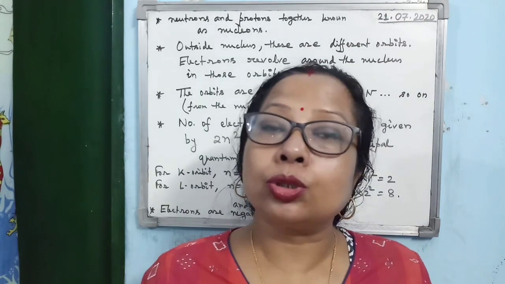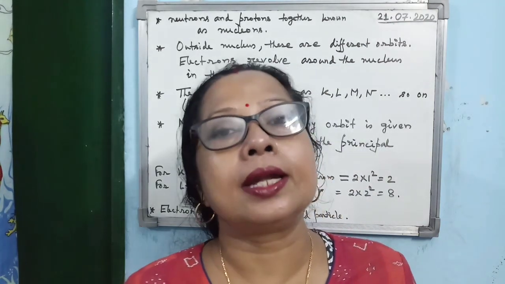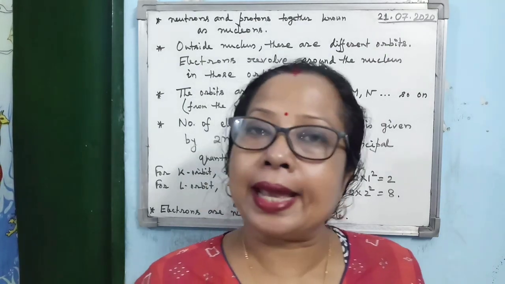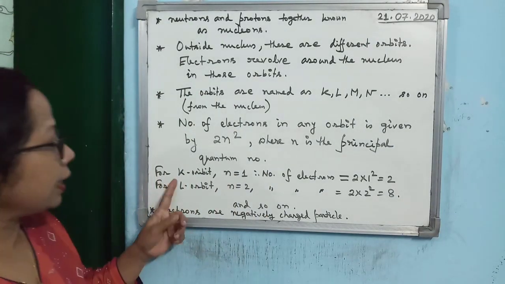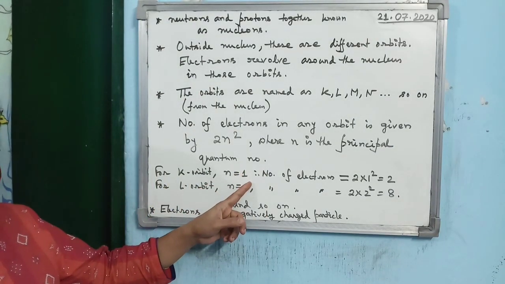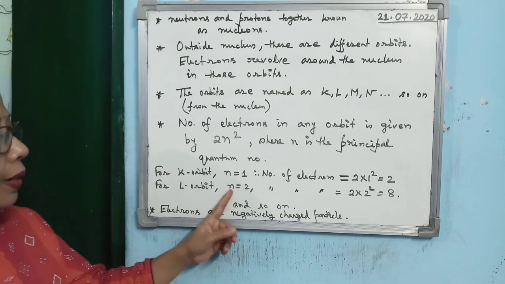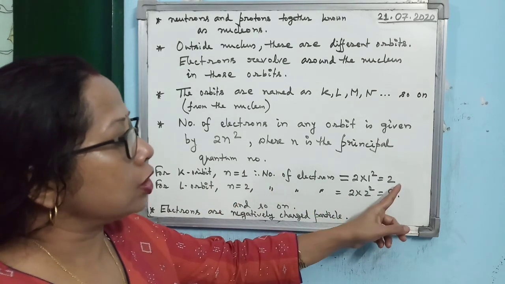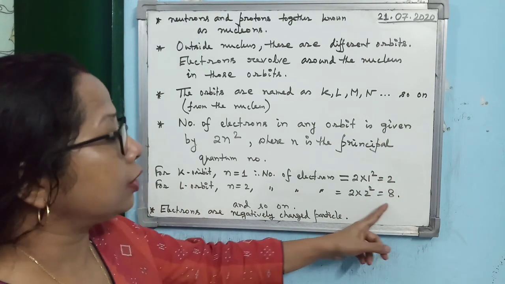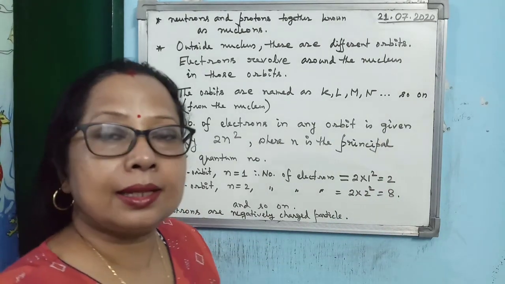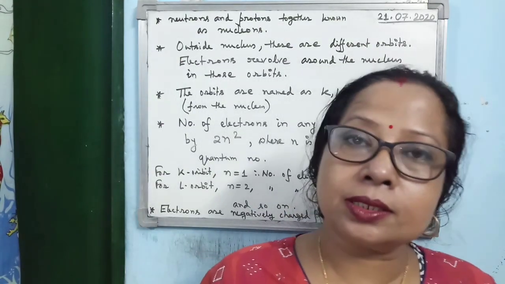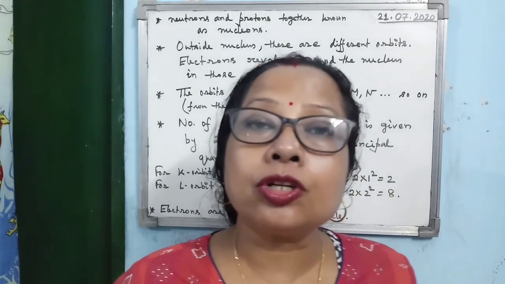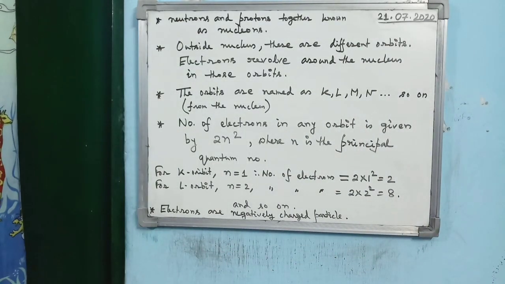Is that clear? So 2n square gives you generally the maximum number of electrons that one orbit may have. For the K orbit, as I said, the principal quantum number value is 1. For the L orbit, the principal quantum number is 2 and so on. So the number of electrons will be 2 in the K orbit. In the L orbit, the number of electrons will be 8. Then the next one will be 2 into 3 square, means 9 into 2, 18, and so on. Now electrons are negatively charged particles.